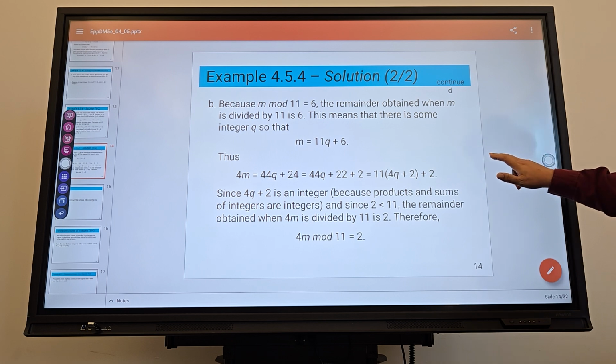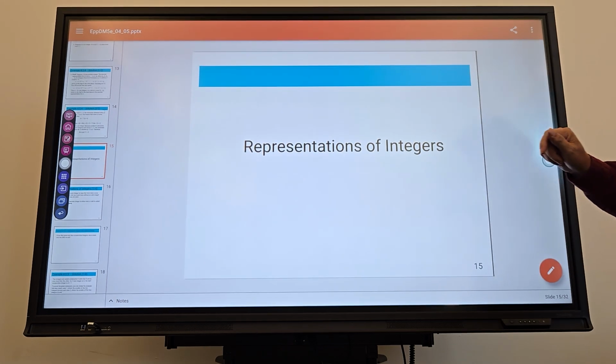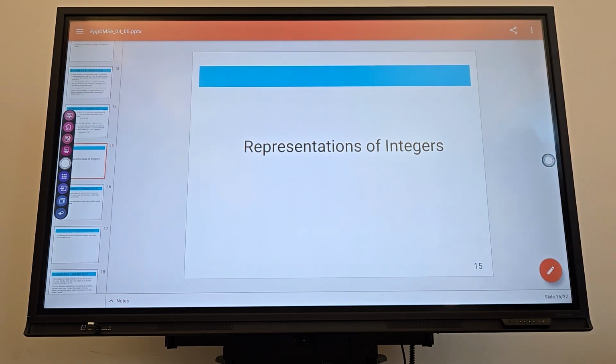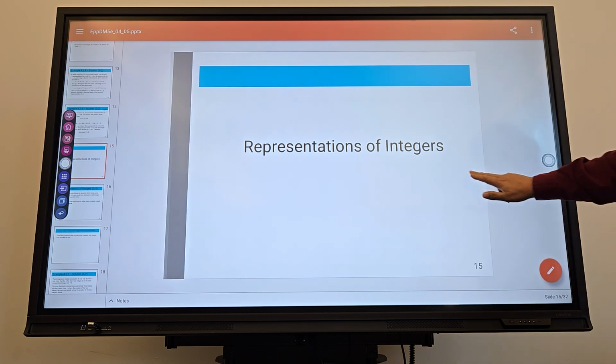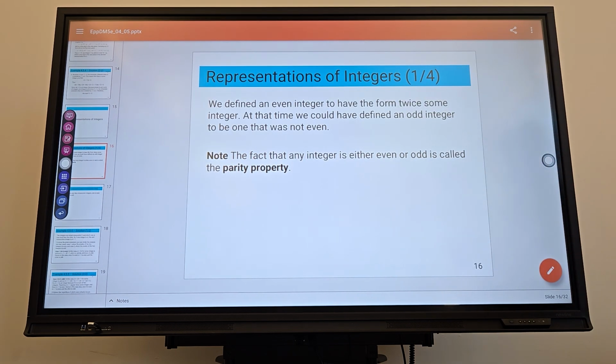We didn't really look at that one. Representations of integers. We defined an even integer to have the form twice some other integer. At some point in time, we could have defined an odd integer to be one that was not even. The fact that any integer is either even or odd is called the parity property.